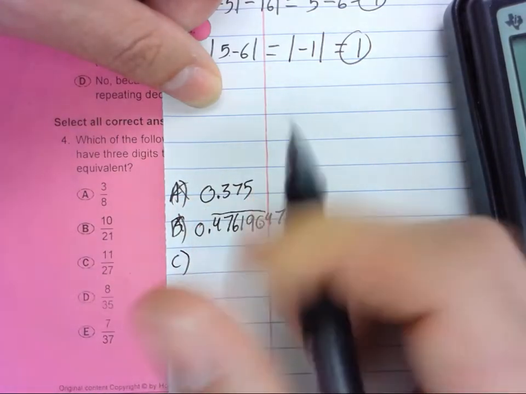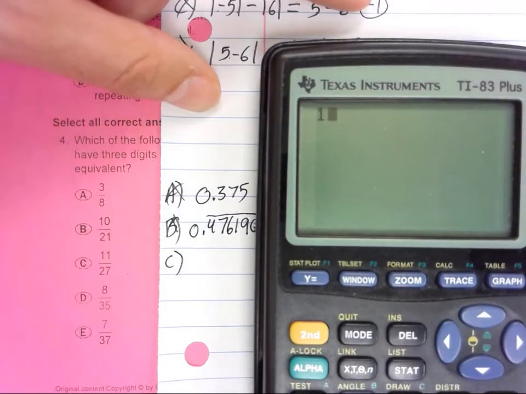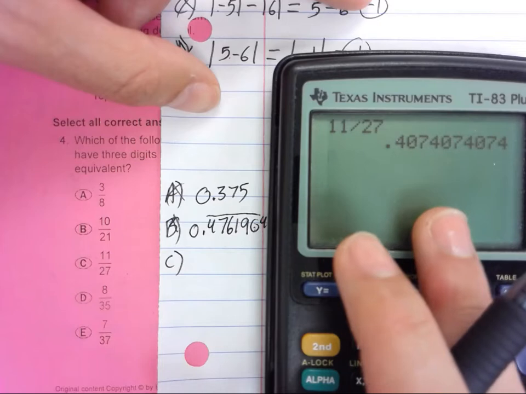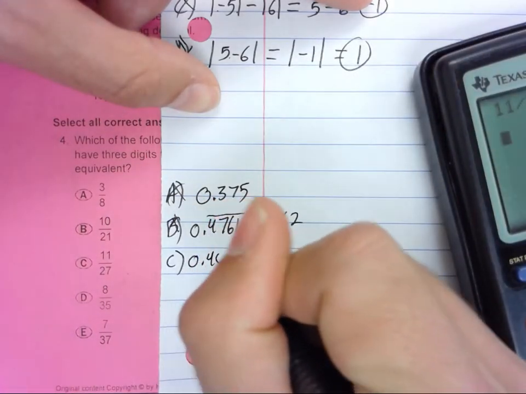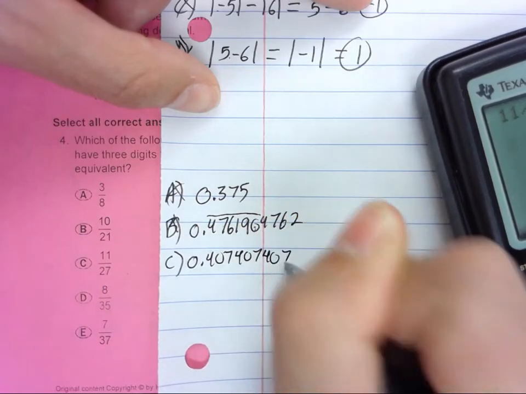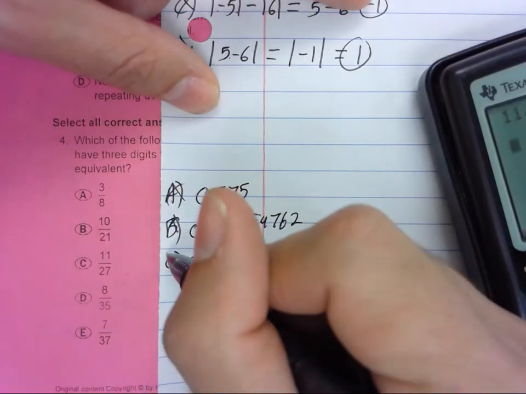Moving on to C. 11/27. So we can write that as 11 divided by 27. And we get 0.407, 407, 407. How many digits repeat? That's 3. So C works.